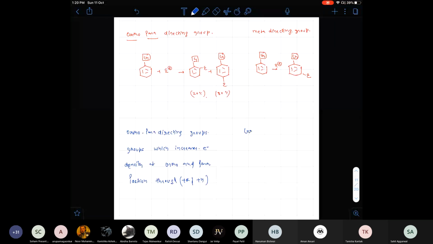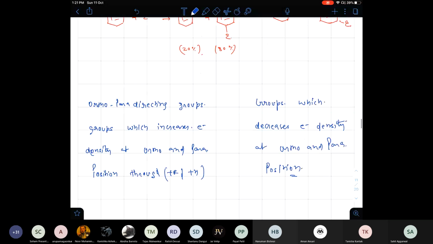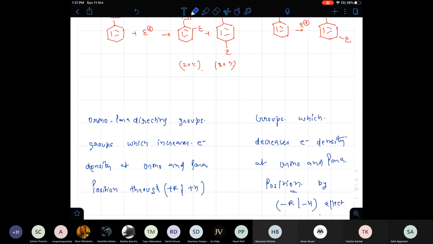Meta-directing groups: groups which decrease electron density at ortho and para position by minus R or minus H effect. Understood?